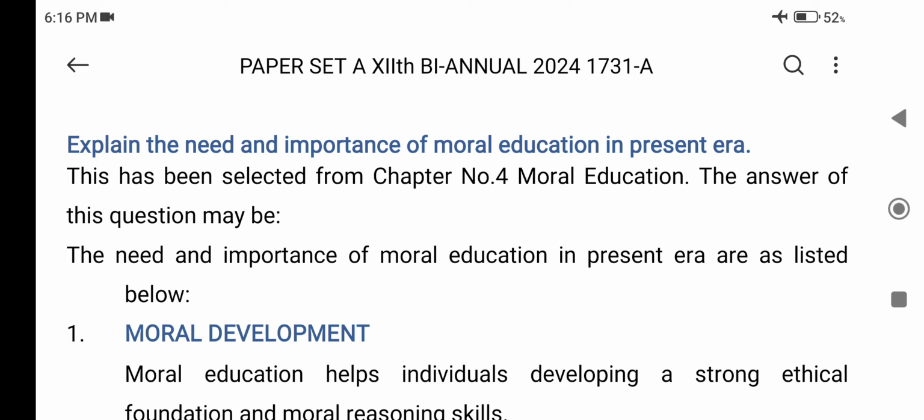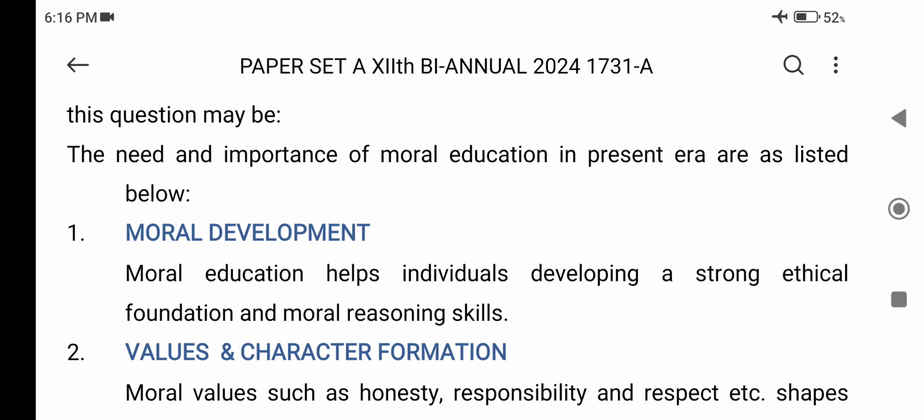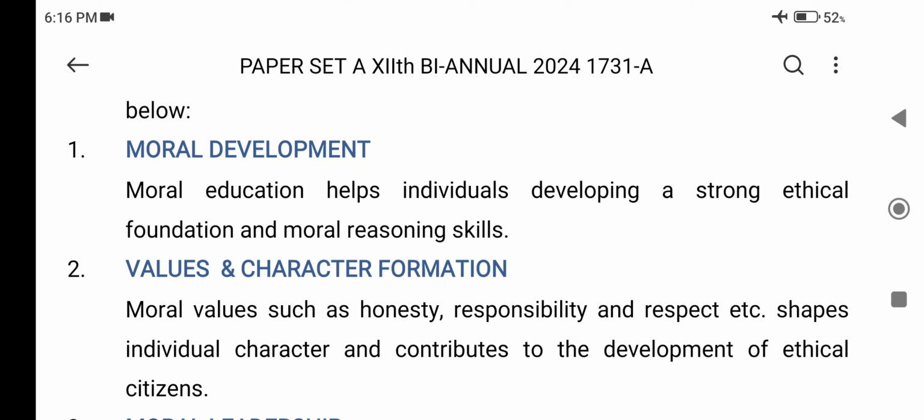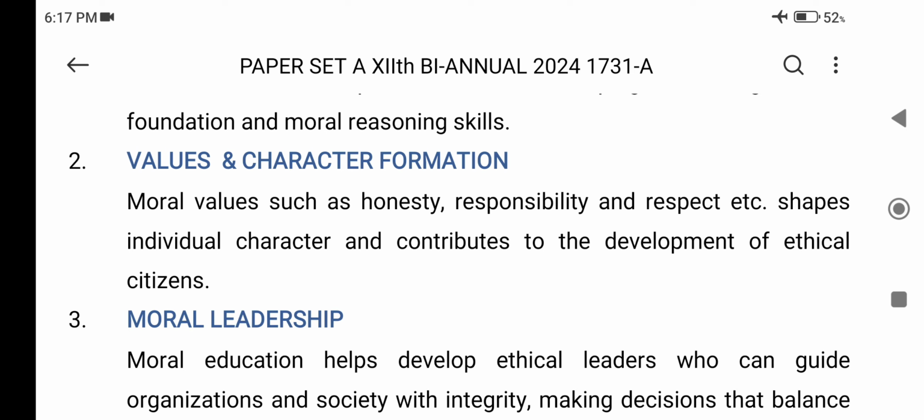Explain the need and importance of moral education in the present era. This question has been selected from chapter number 4, Moral Education. The answer of this question may be: the need and importance of moral education in the present era are as listed below. Number 1, moral development. Moral education helps individuals develop a strong ethical foundation and moral reasoning skills.